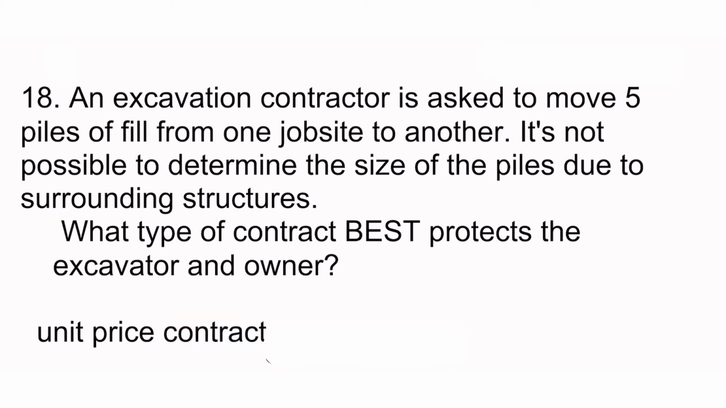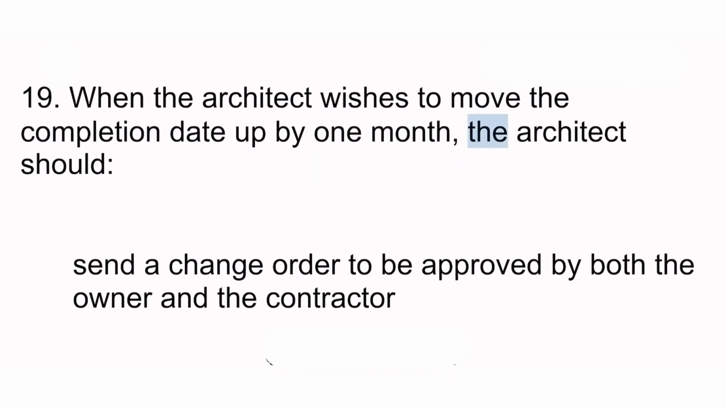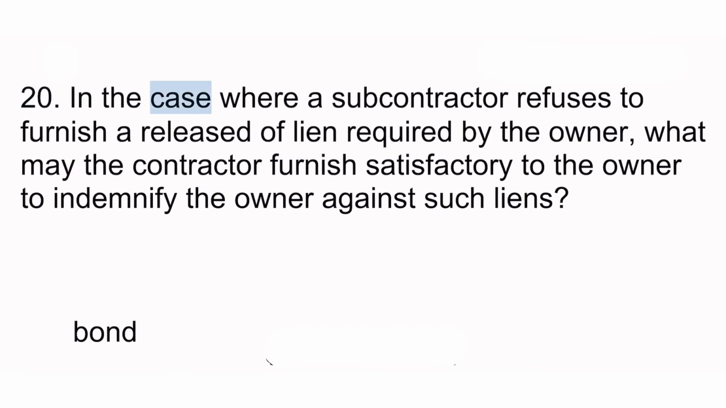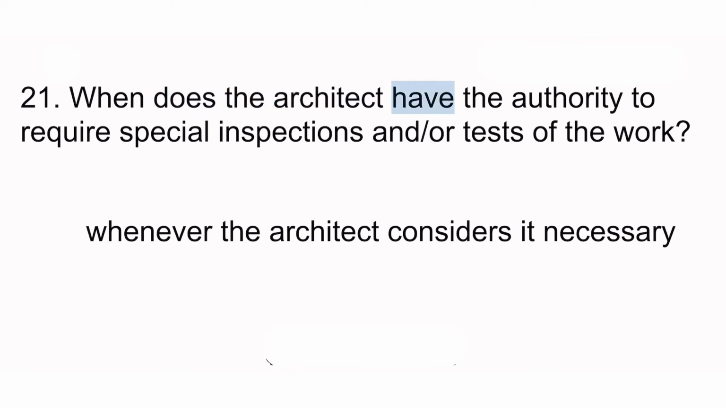19. When the architect wishes to move the completion date up by 1 month, the architect should send a change order to be approved by both the owner and the contractor. 20. In the case where a subcontractor refuses to furnish a release of lien required by the owner, what may the contractor furnish satisfactory to the owner to indemnify the owner against such liens? Bond. 21. When does the architect have the authority to require special inspections and/or tests of the work? Whenever the architect considers it necessary.